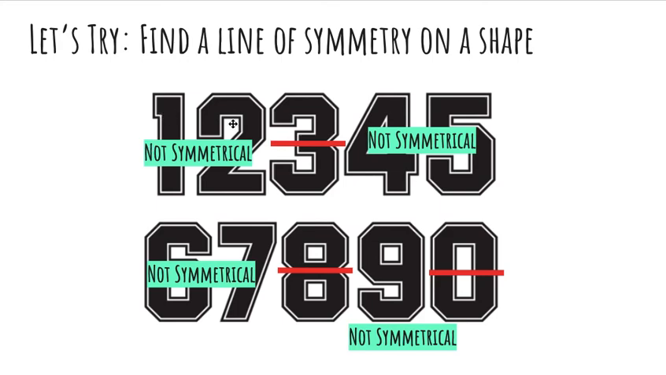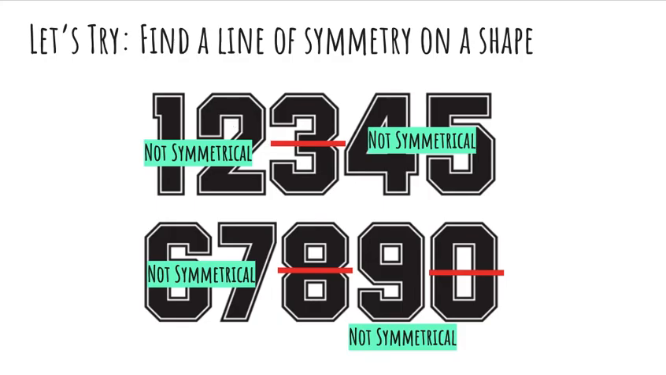So 1 and 2 are not symmetrical, but 3 is. We could draw a horizontal line of symmetry for that shape. 4 and 5 are not symmetrical. 6 and 7 aren't symmetrical. 8 and 0 are both symmetrical, but 9 is not.